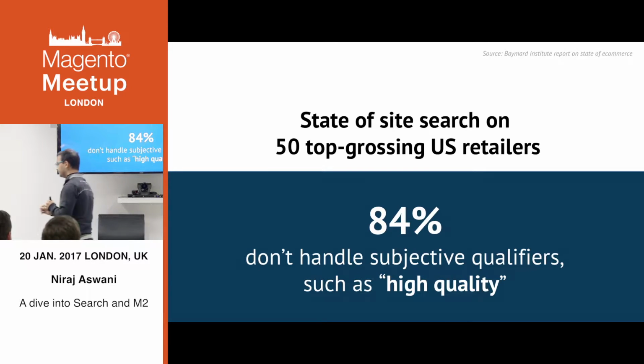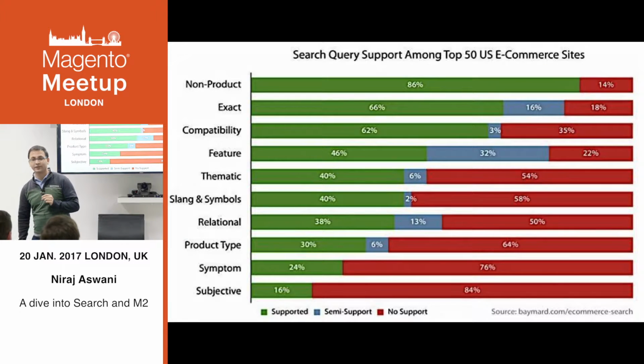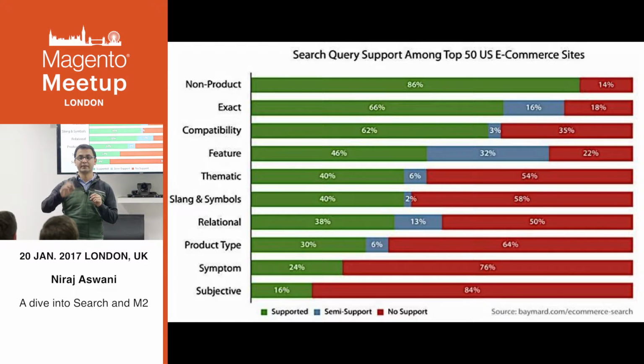How do I know that? There was a research conducted by a very well-known institute called Baymard Institute, based in the US, and they collected the queries which are being fired on the top 50 US retailers' websites, and they tried to classify the queries into different categories. Now let me ask you a few more questions.